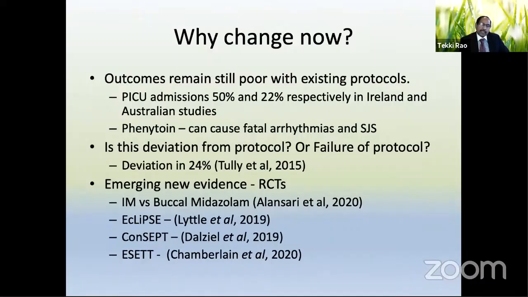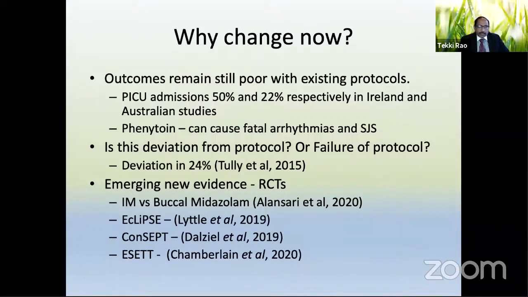So having established guidelines, why do we need to change? As I was mentioning, these 4 important randomized control trials have been emerging as new evidence, which I'm going to discuss individually. PICU admissions seem to be still high, even though these guidelines have been followed. The latest Ireland study suggests that about 50% of those following APLS guidelines seem to be admitted to intensive care, and from an Australian study, 22% seem to end up in intensive care.